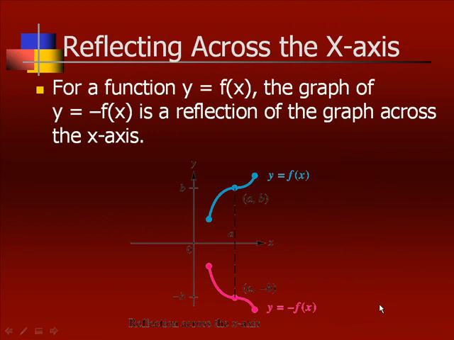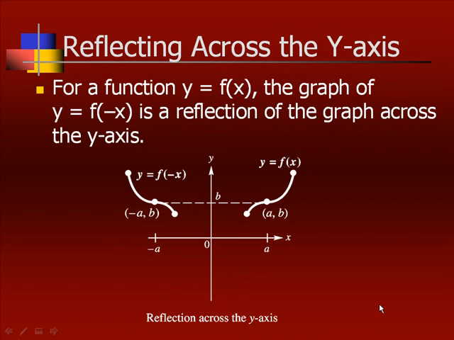Okay, now when we talk about reflecting, it's sort of like symmetry. For a function y equals f of x, the graph of y equals negative f of x is a reflection of the graph across the x-axis. If we change the sign on the y values, then it's going to be on the other side of the x-axis.